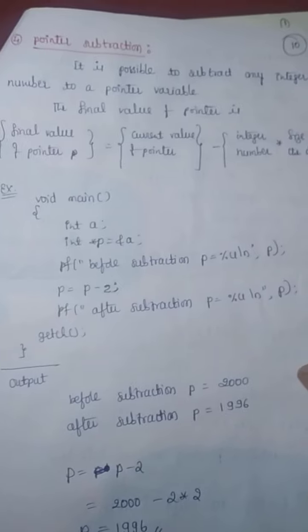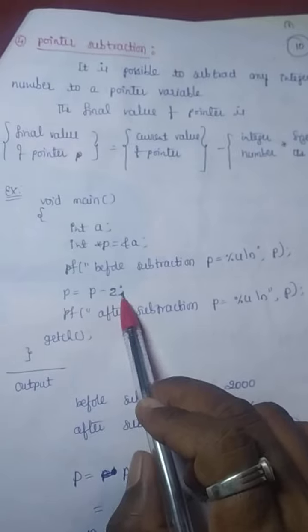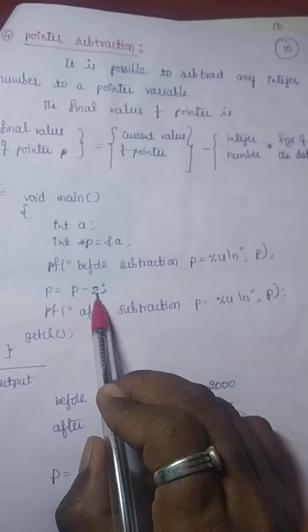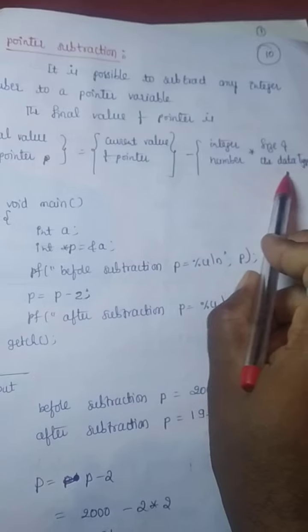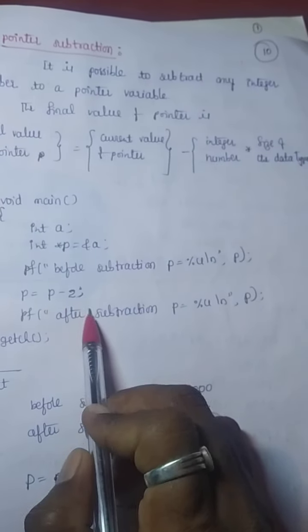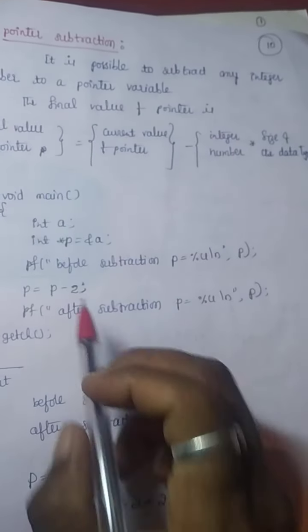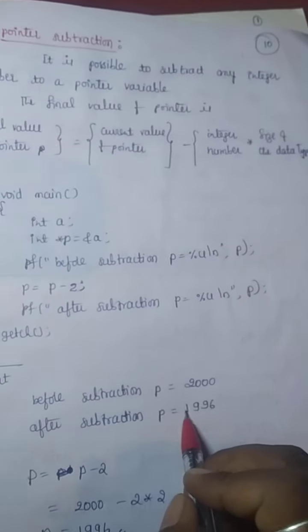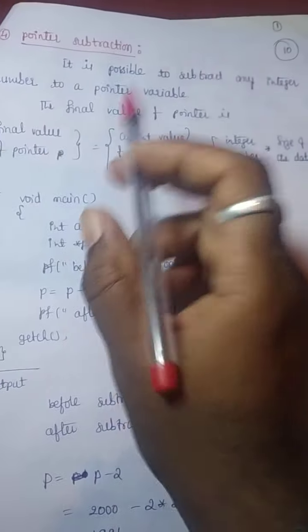Next we have pointer subtraction. Same as the previous example, we are going to have p - 2. So p - 2 means the starting address is 2000. The integer number will be multiplied with the size of the data. So 2 into 2 bytes is how much? 4. 2000 minus 4 is how much? 1996. Suppose if you have 3 here, this will be 3 into 2 bytes, which is 6, and you will get the output 1994. Got it? So this is pointer subtraction.